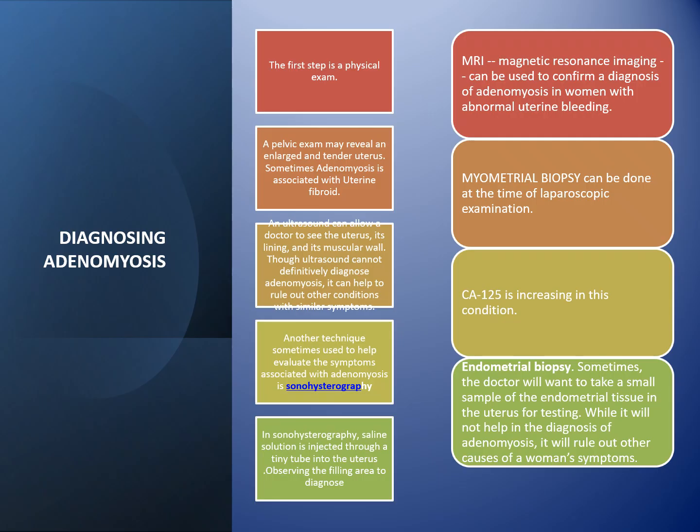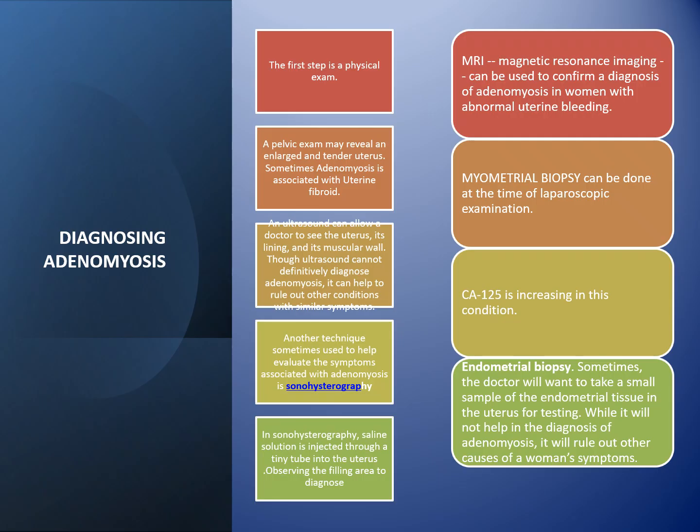For the diagnosis of adenomyosis, the first step is pelvic examination. The physician may find a uniformly enlarged, tender, and boggy uterus. Ultrasound: transvaginal ultrasound helps to identify the thickening of uterine muscle and other characteristic changes. It also helps rule out fibroids. Sonohysterography: saline is introduced into the uterus to better visualize abnormalities and evaluate the uterine cavity.